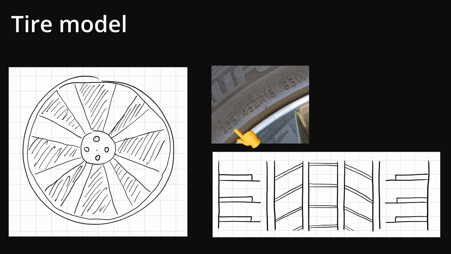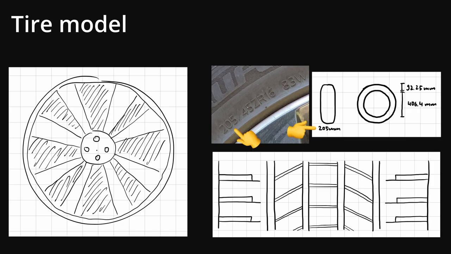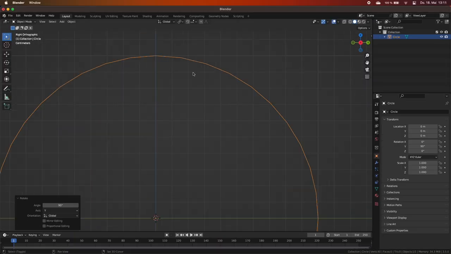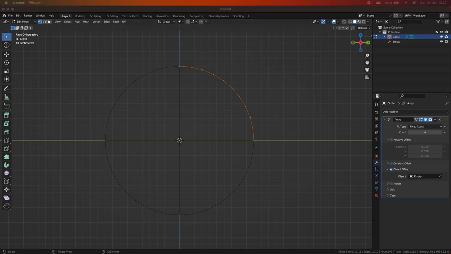It seems that this number is the maximum width of the tire in millimeters, this number is the ratio of height over width, and this number is the diameter of the rim in inches. So after one attempt to model the tire, I started with the rim.